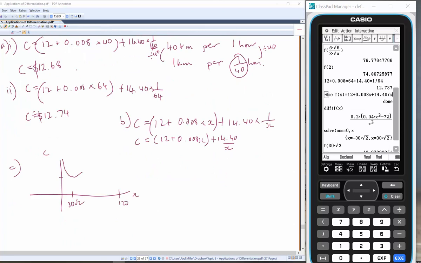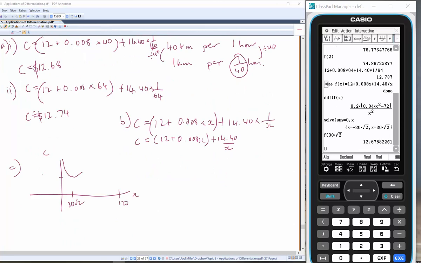Okay, so the minimum cost here, that's all right. So 12.668. So that's the minimum cost, it will be $12.68 per kilometre, and then it's going to increase. Now, here's this function here. I'm going to call it a freaky function because you haven't seen one like it yet.